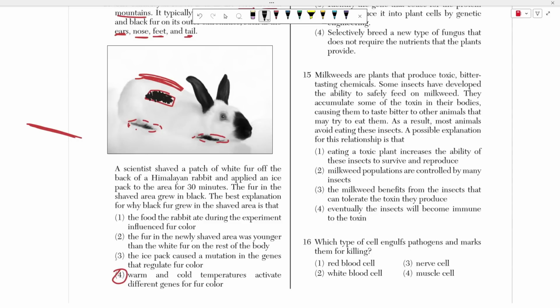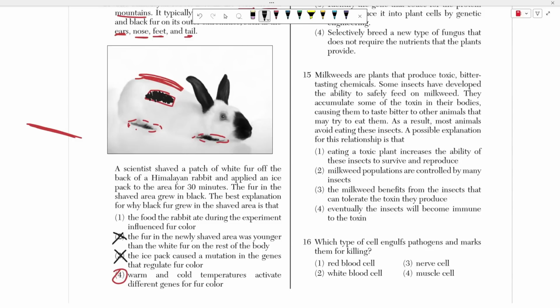3. The ice pack caused a mutation. That's false. That's highly unlikely. If it was a UV ray, then yes, but an ice pack that's just cold, no, that doesn't cause mutations. 2. The fur in the newly shaved area was younger than the white fur on the rest of the body. That's false, because in this case, the black fur never changed to white.